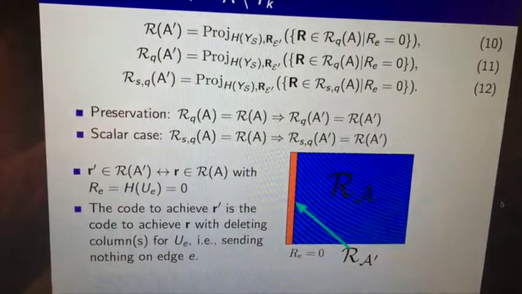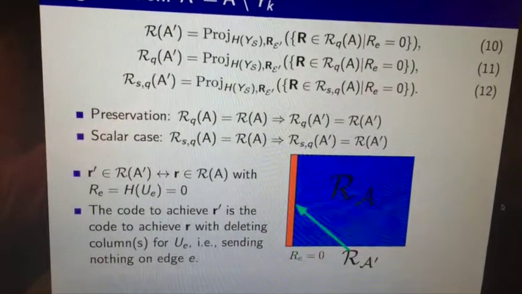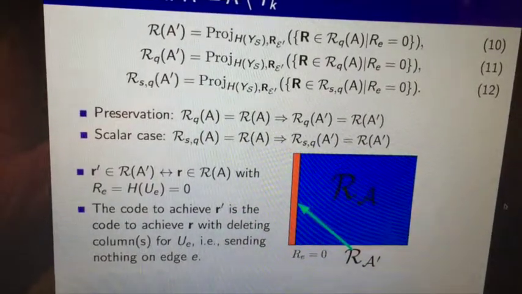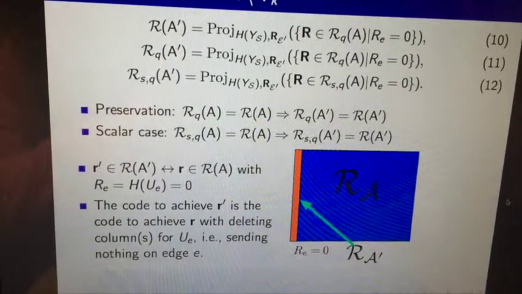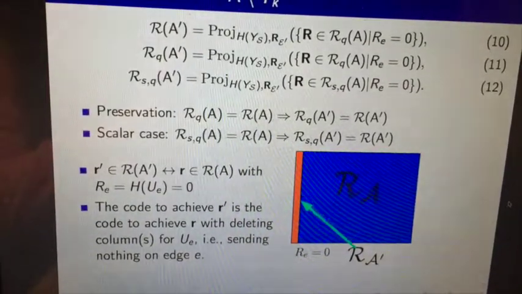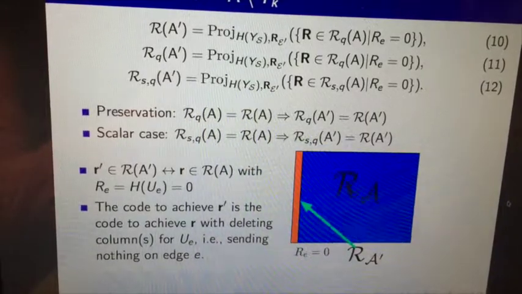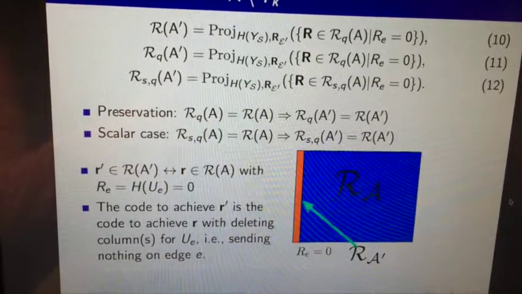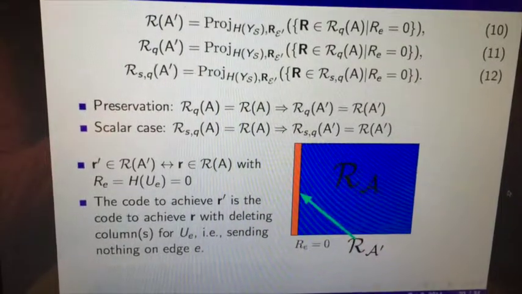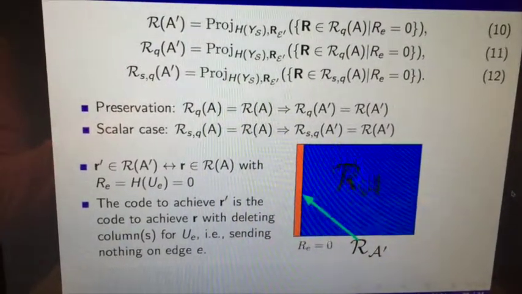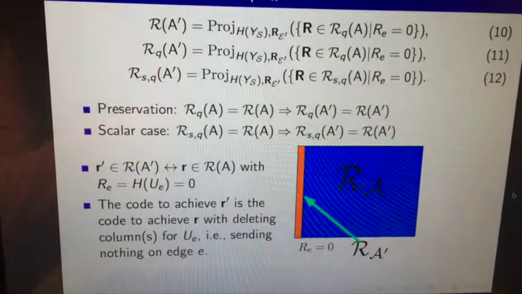If you pick a point in the region of A prime and UE is sending nothing, so it's also a valid FQ code in the region of RQA. Similarly for the scalar case. So we see that the sufficiency of FQ codes is preserved under this operation.